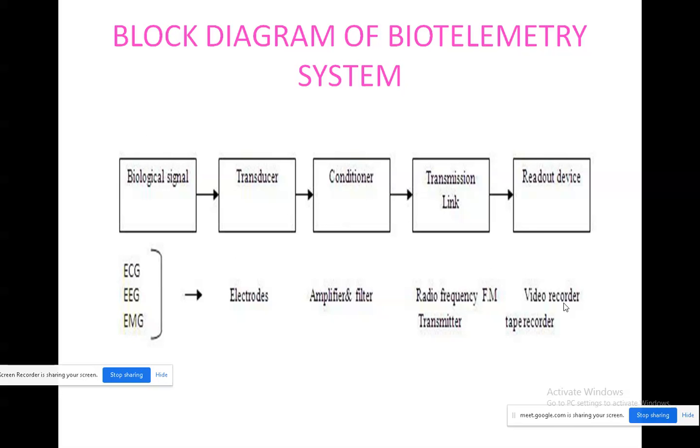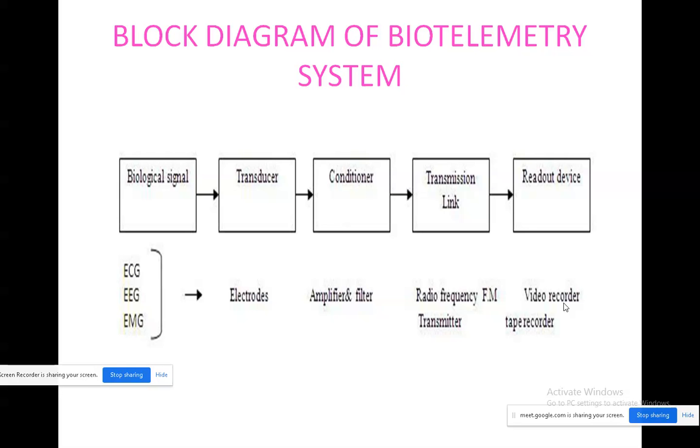The elements of a biotelemetry system are: transducer, conditioner, transmission link, readout device. Readout device is any display device, maybe a display device or an audio device, whatever it may be. Transducer is nothing but your electrode. Conditioner means amplifier and filter. Based on our needs, it will amplify and filter out. Then the transmitter, a radio frequency transmitter, to transmit the collected signal from the patient to reach the doctor.